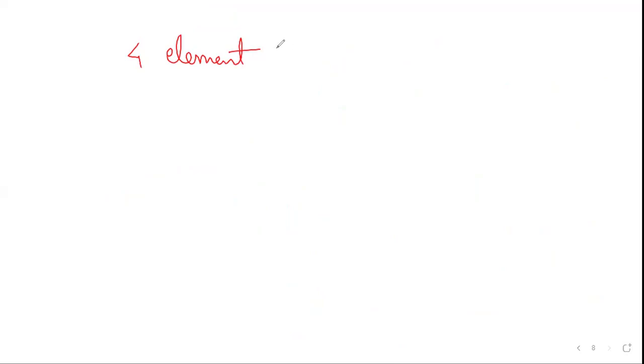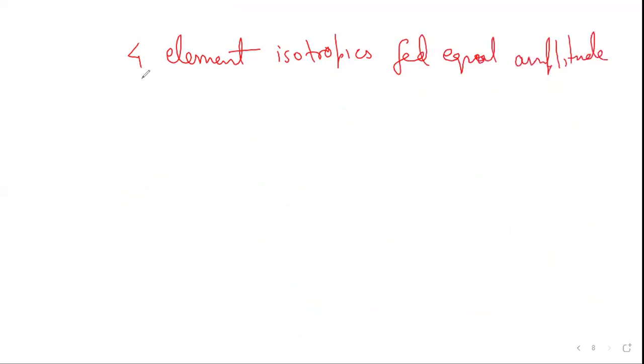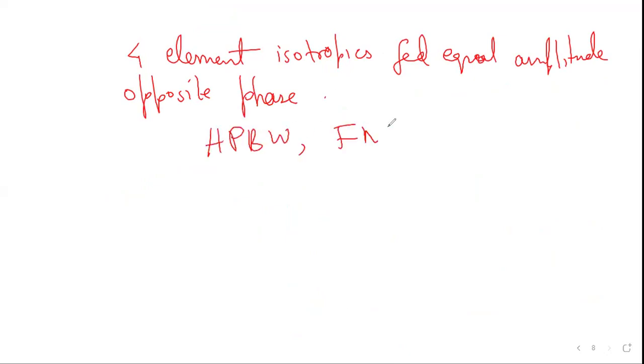4 element isotropic sources you have to take. Fed equal amplitude, opposite phase. And you have to find out the HPBW, FNBW and directivity as well. The directivity will be different because this is opposite phase. Of course, you take D equal to lambda by 2.